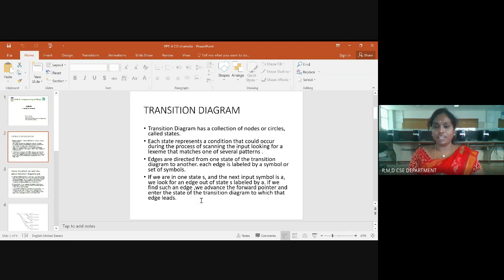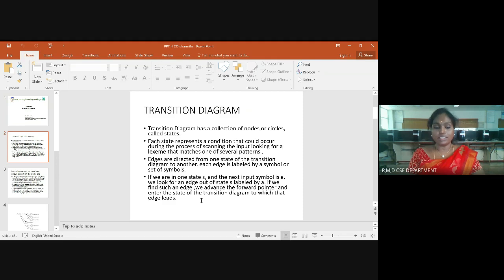Each state represents a condition that could occur during the process of scanning the input, looking for a lexeme that matches one of several patterns. If it is matched, it will execute that. Edges are directed from one state of the transition diagram to another state. Each edge is labeled by a symbol or a set of symbols. So the nodes are the circles, the start state is with an arrow mark, the end state is with a double circle, and each edge is labeled by a symbol or set of symbols.